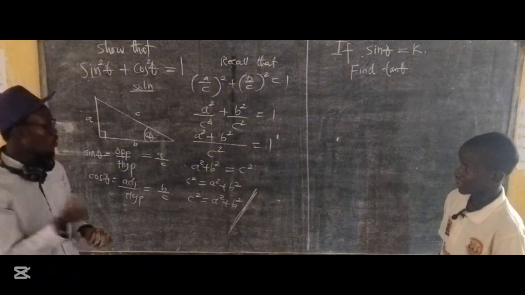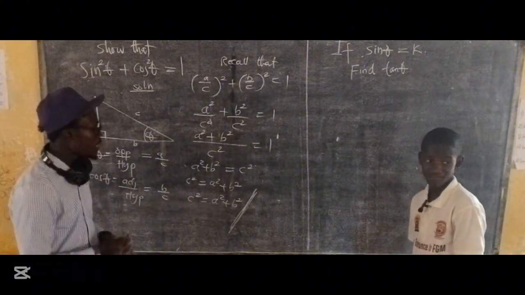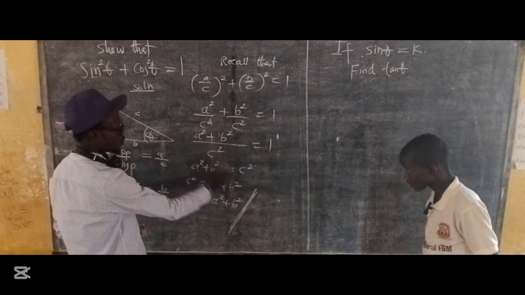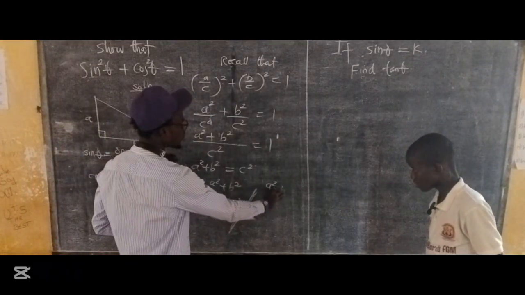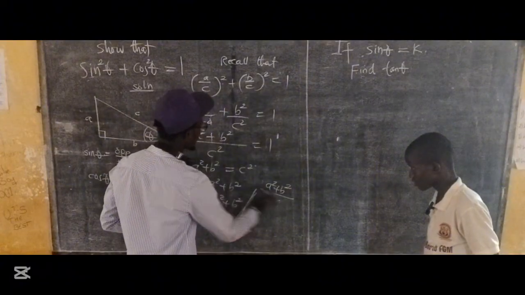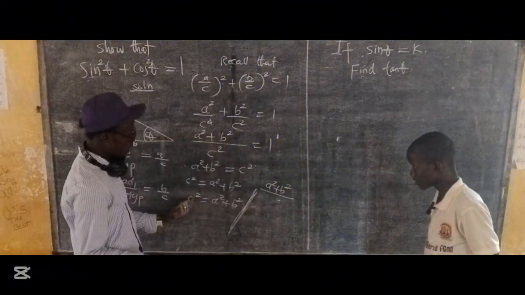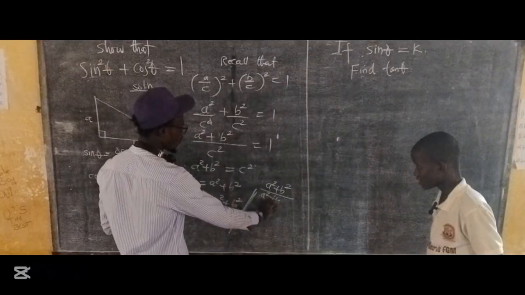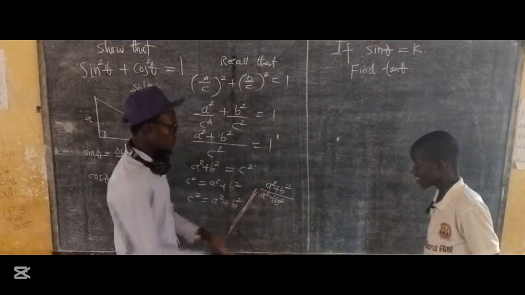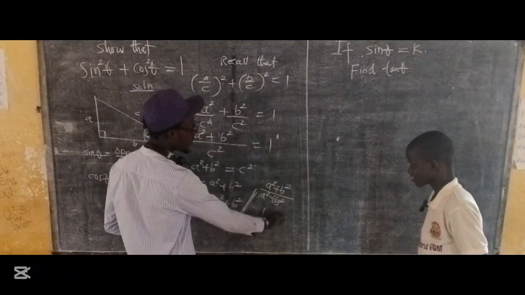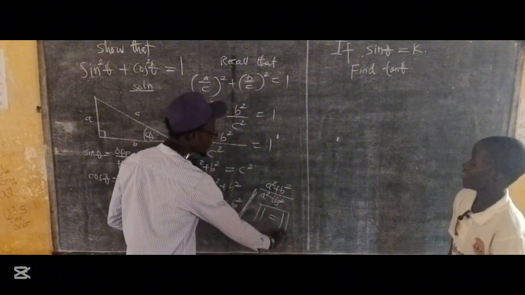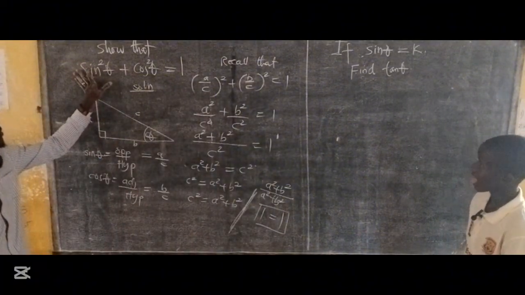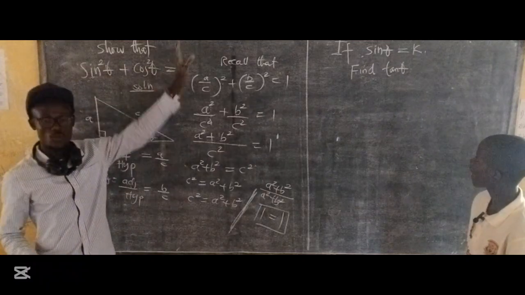Or if you want, you can still leave it like this, or you divide also. That's the same thing. Meaning A square plus B square, then divided by C square, you know from Pythagoras theorem that C square is A square plus B square. Then if you divide, automatically you're going to have 1 equals 1. So this is what it means. We have already shown that this trig ratio is equal to 1.